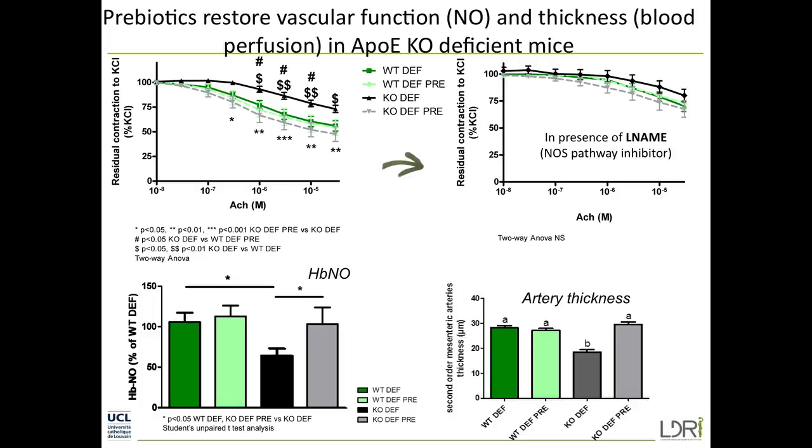And we were really surprised to see that even 15 days of prebiotic approach was able to restore the vascular dysfunction. On this graph, you have the residual contraction to KCl, and you see here in black that the KO deficient mice have really disturbed endothelial function, and it is completely restored and blunted in mice treated with the prebiotics. We could attribute this improvement to the production of NO, which is a very important vasorelaxant. You can see here that in the KO mice treated with the omega-3 deficient diet, there is a decrease in circulating NO, and you have the restoration by the prebiotic treatment, and you also have the restoration of the artery thickness.